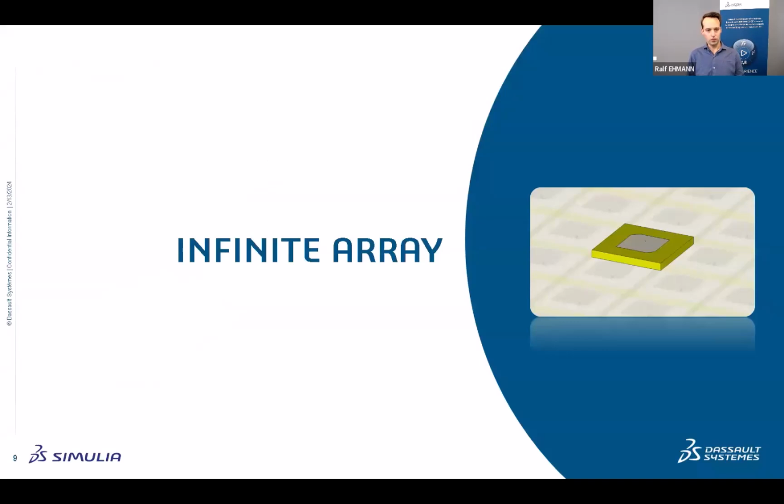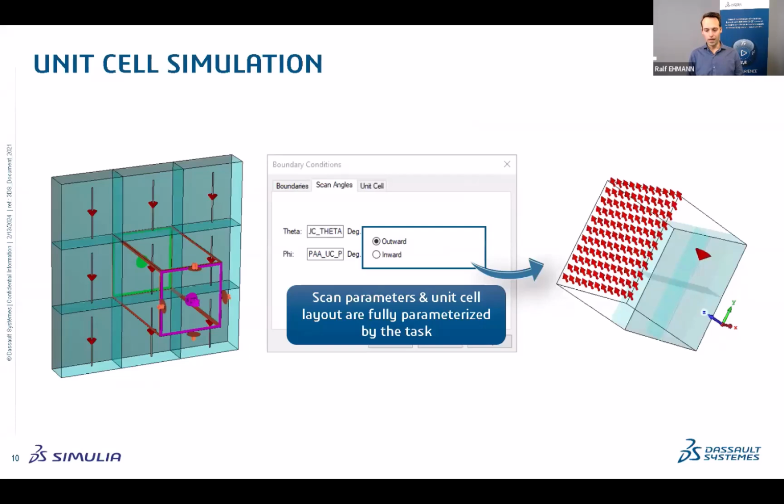So let's quickly talk about the infinite array. In this case, we are making use of Floquet modes, and I think for those of you with a background in arrays would be well familiar with the subject. So the point is that the array task sets everything up for you. It's completely parameterized, sweeping over the scan directions of the fundamental modes and getting the right phasing. All of this is automatically done.